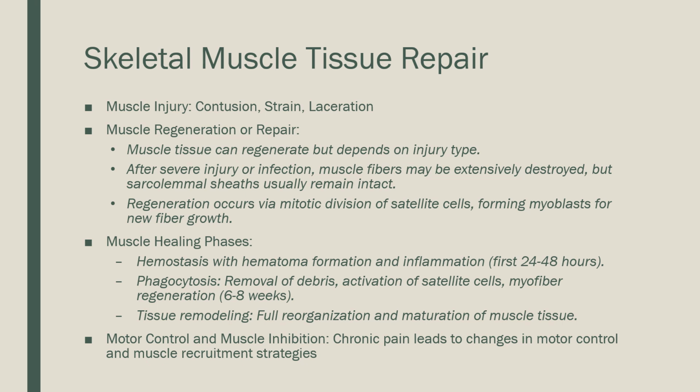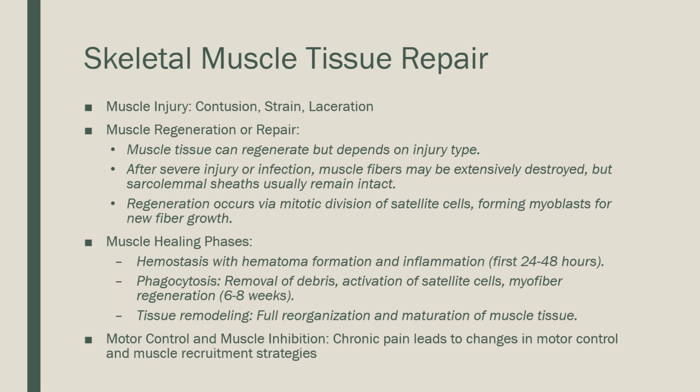Muscle healing phases include hemostasis with hematoma formation and inflammation during the first 24 to 48 hours. Phagocytosis, with the removal of debris, is activated by satellite cells. Myofiber regeneration occurs around 6 to 8 weeks. And tissue remodeling, where full reorganization and maturation of muscle tissue occurs.